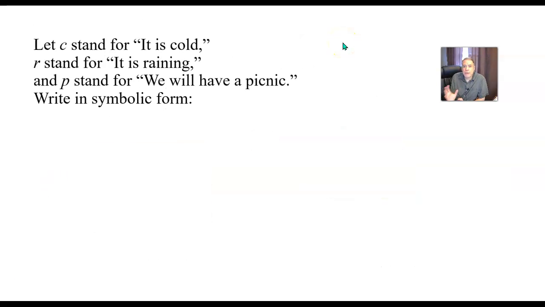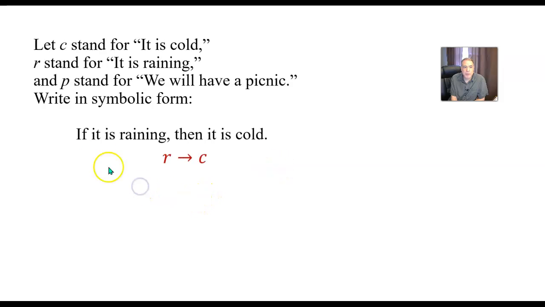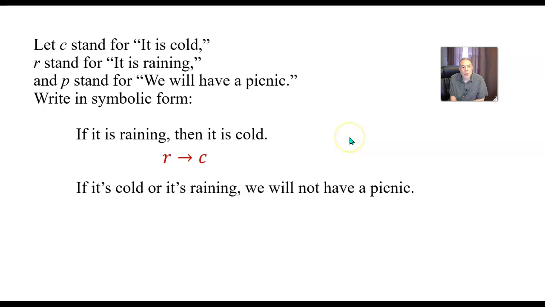Let's practice translating from words to symbols. In this example, C will stand for the simple statement, it is cold. R will stand for it is raining, and P will stand for we will have a picnic. So how would you write, if it is raining, then it is cold? Well, that would be if R, then C. So R, and then the symbol for a conditional, and then C. R implies C. What about if it's cold or it's raining, we will not have a picnic? How would you write that in symbols? If C or R, then not P.